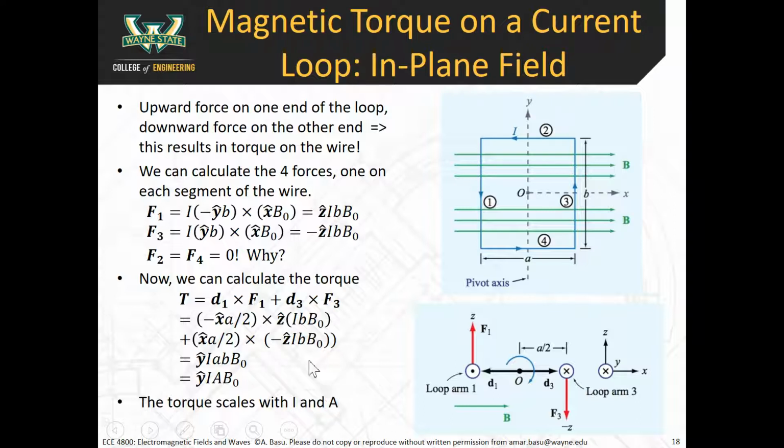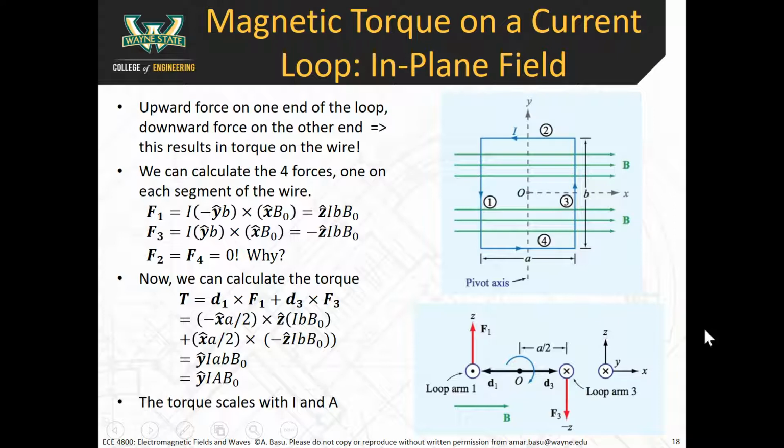F1 is the magnetic force, which we just calculated up here. So I times B0 in the z hat direction. The second term is x hat times A over 2. So that's the moment arm going from here to here. And the negative z hat times I times B0. That's the force that we calculated in segment 3, F3. You add these two, you do this cross product, you add them up, and you get y hat times I times small a times small b.